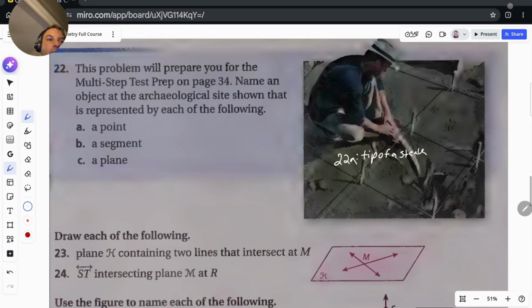Whoops, not that steak. Maybe I'm thinking of food at the moment. All right, so a possible answer is the tip of a stake.